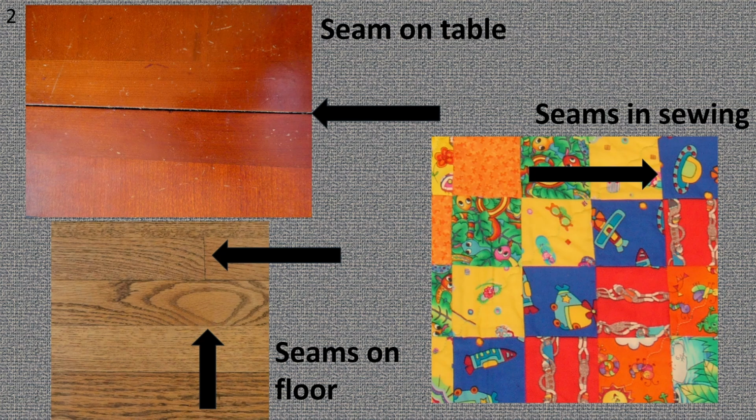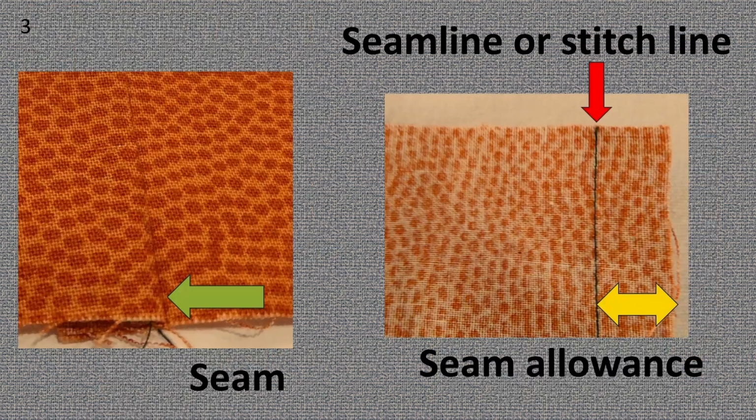The photos on the left show seams on a table and seams on a floor. In sewing, a seam is where 2 pieces of fabric are sewn together. This quilt has many seams. The green arrow is pointing to a seam in fabric. The right photo is the underside of the seam.